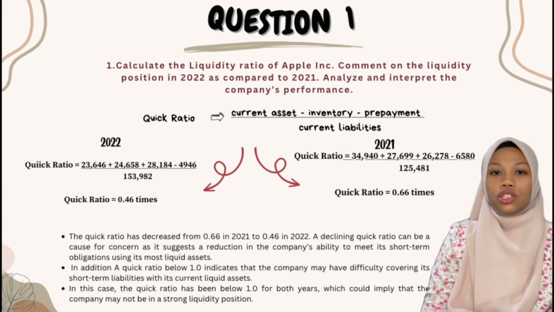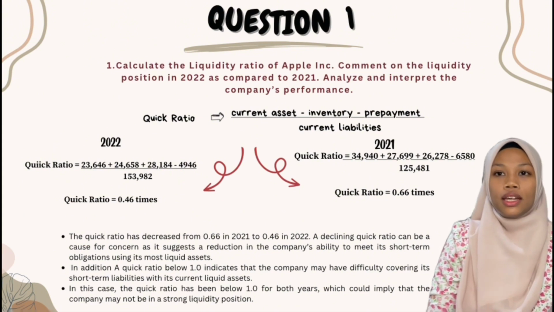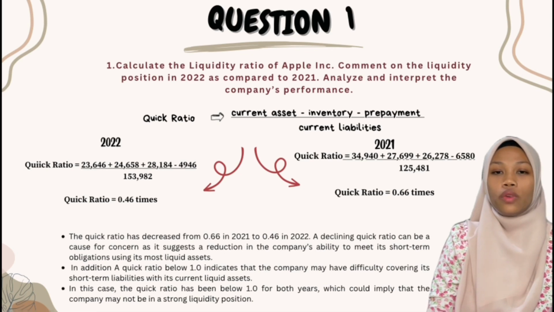The formula for quick ratio is cash plus marketable securities plus account receivable minus inventory, divided by current liability. So, in 2022, the quick ratio for Apple Company is 0.46 times, and in 2021, the quick ratio of Apple Company is 0.66, which means Apple Company also faced a decrease in quick ratio.